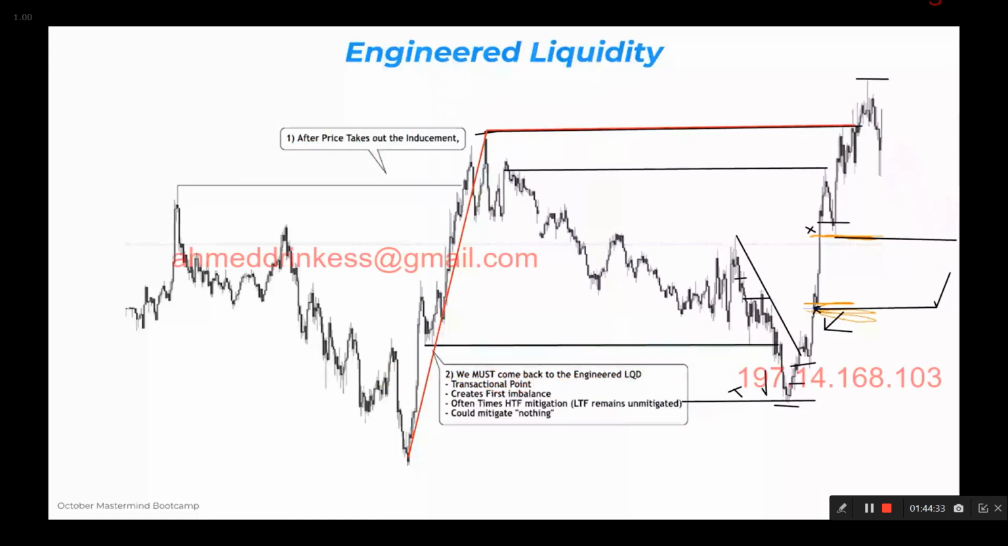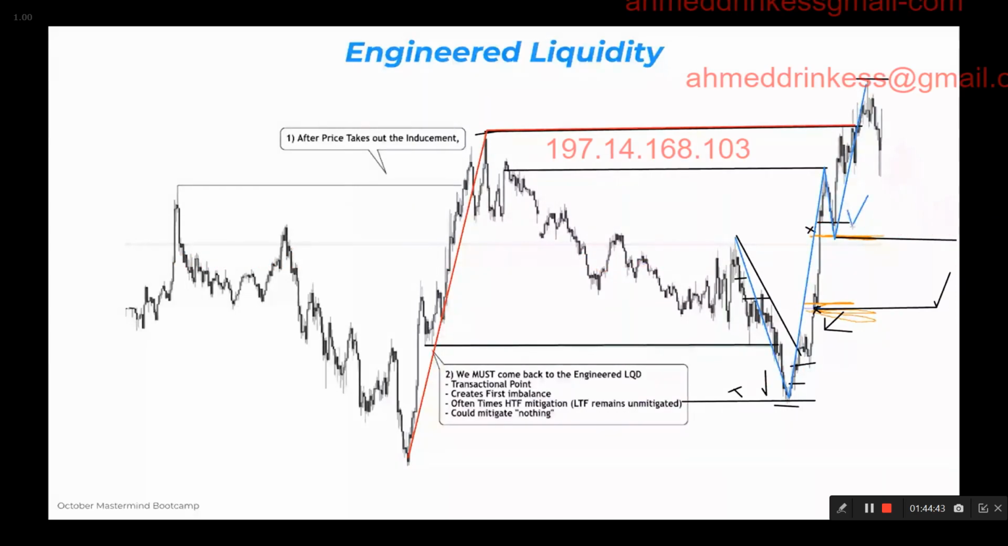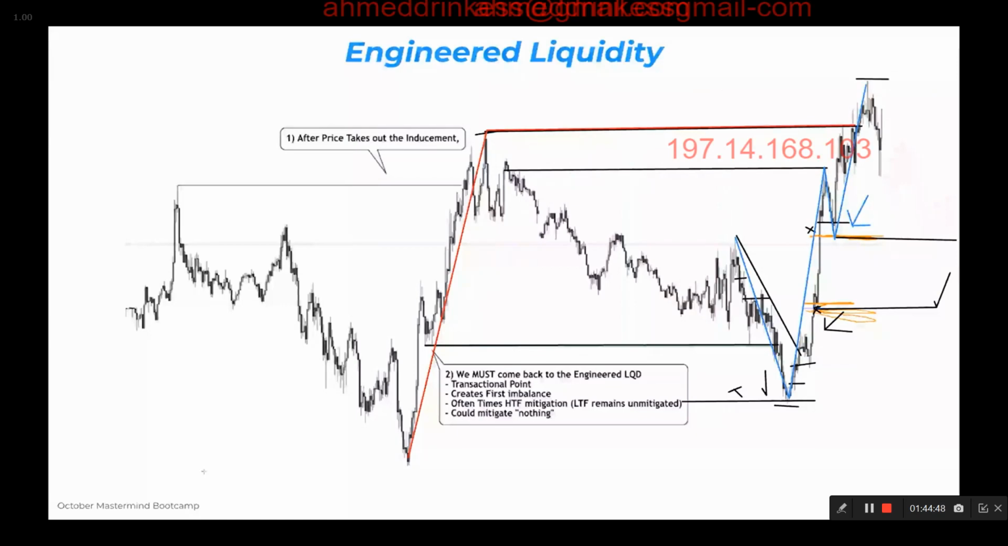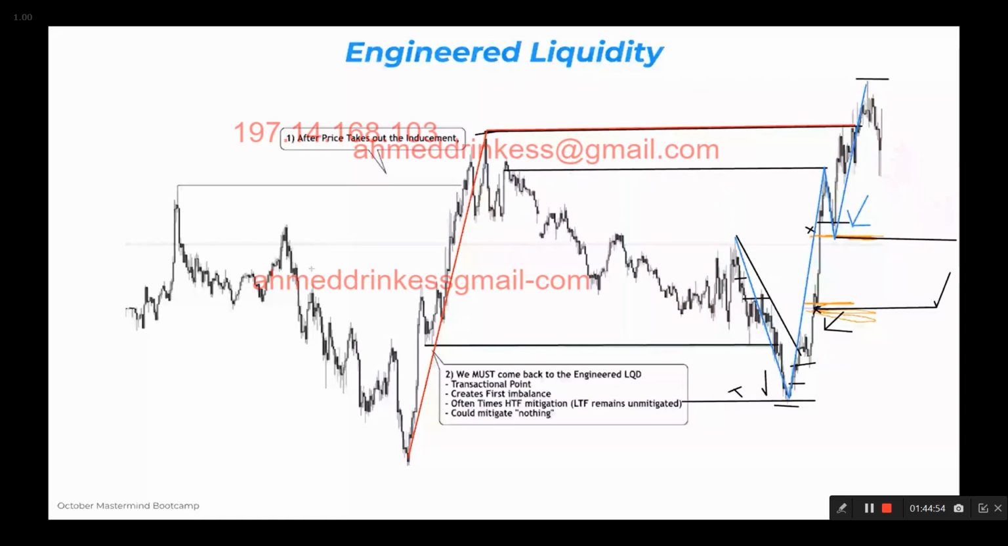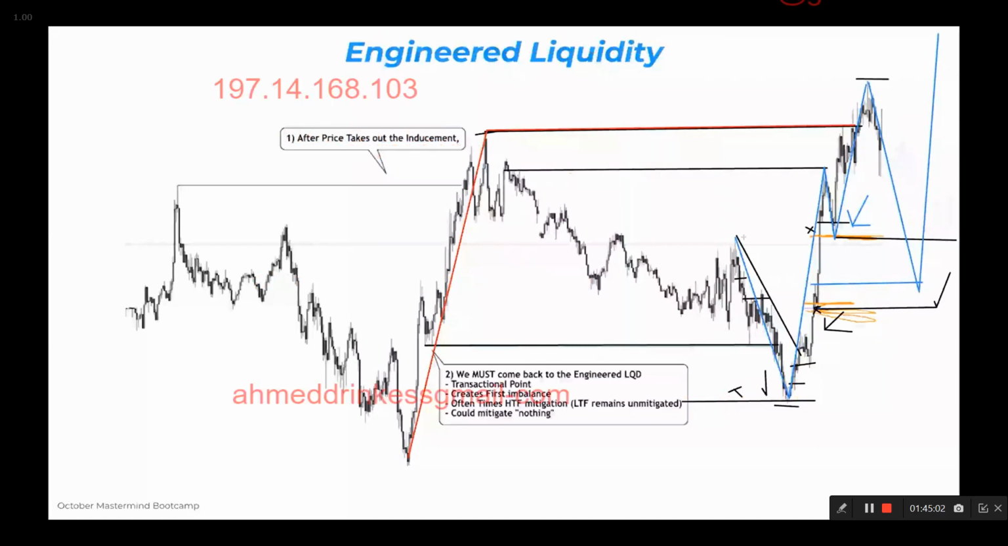Within here, you have high, low, high, low, high. What is this? There you go, Ahmed. Yes, sir. This is a type 3. This price has to take this out. So it could actually mitigate this and then go higher.